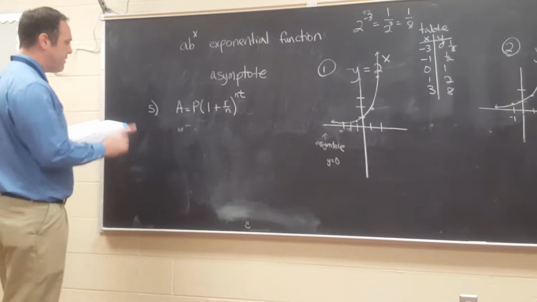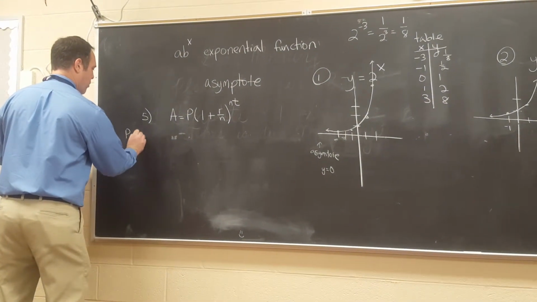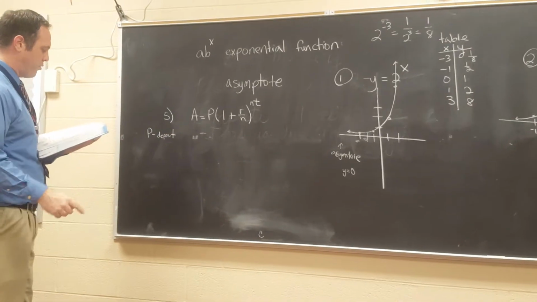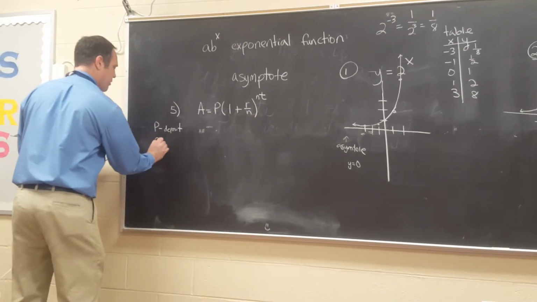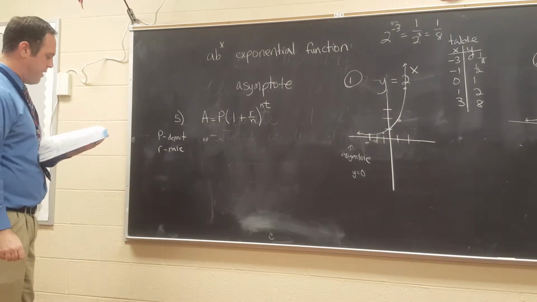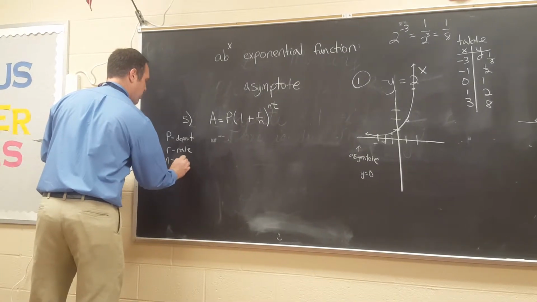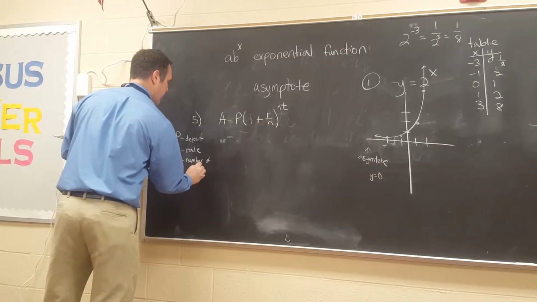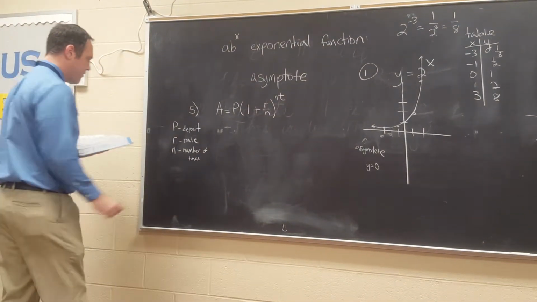It says where P is the initial deposit. Okay, so P is the deposit that you put into the bank or into wherever you're investing. Okay, R is the annual interest rate. Okay, that's the rate of interest. It says n is the number of times per year that interest is compounded, and t is the number of years.